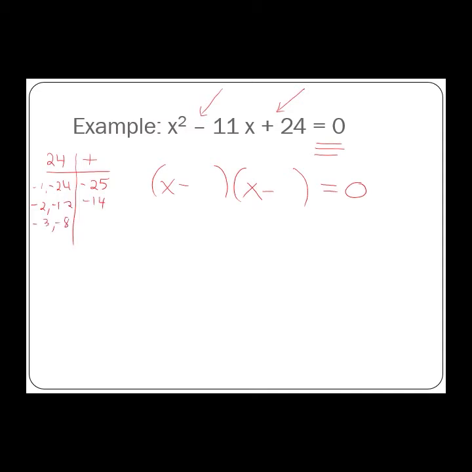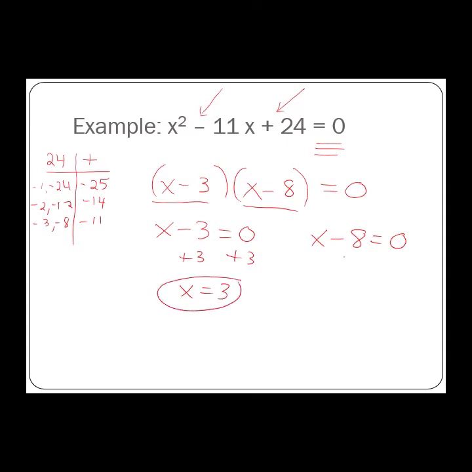-3 and -8 is -11. So those were the factors we were looking for. Now this isn't a factoring problem, so we're not done. That's just step 2. Step 3 is to set each factor equal to 0, because either this or this has to be 0 in order to get a product of 0. And if I add 3 to both sides, we get x is 3 or x is 8.